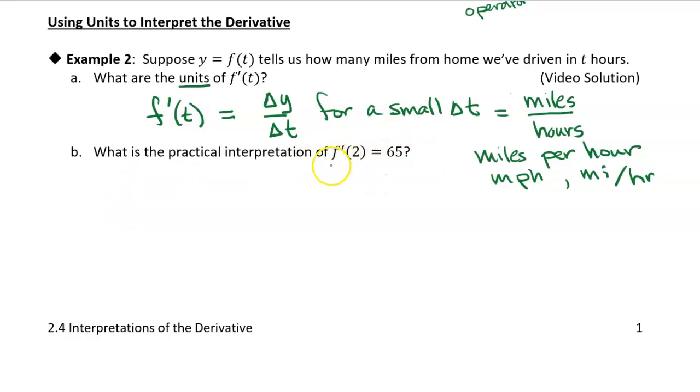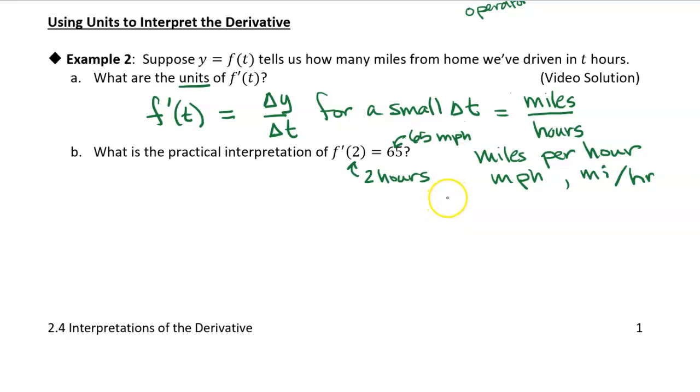So that helps us interpret what the statement is saying here. f prime of 2 is equal to 65. So what does this 2 represent? The input to the function was t, so the input to the derivative is also t. t is in hours, so this means 2 hours. And this 65 represents the rate of change, because our function was for distance. It's the rate of change of the distance over time. So this means 65 miles per hour, which I'll abbreviate mph.